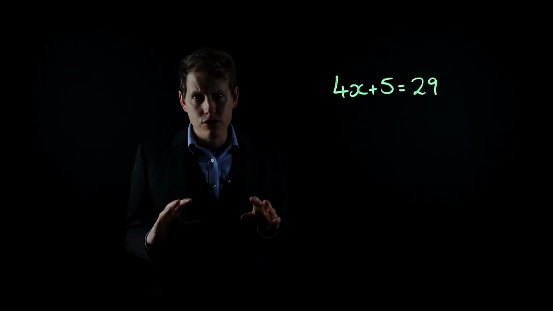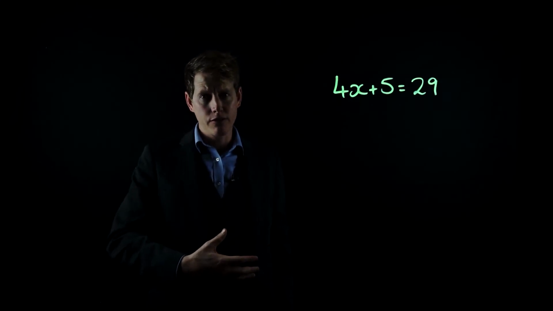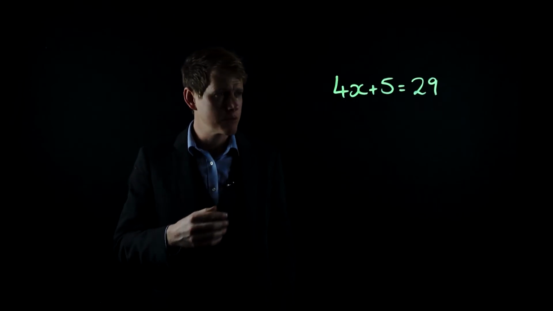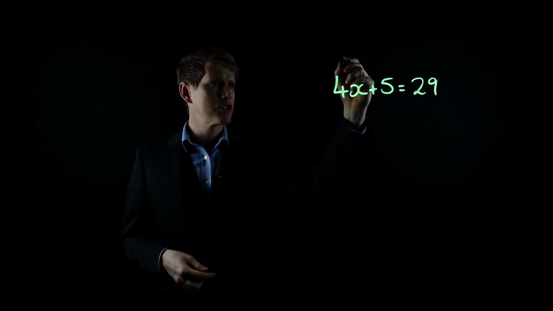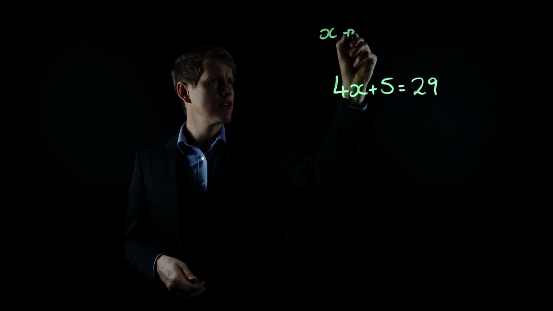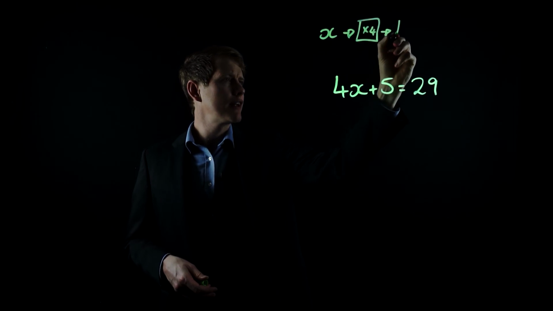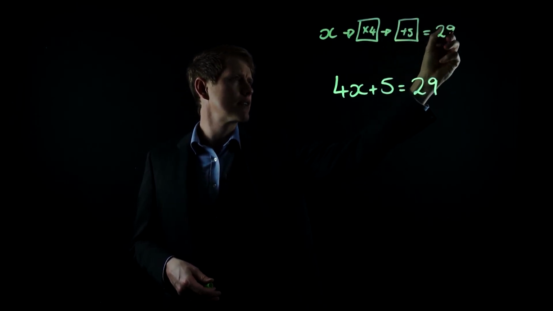Now, I wouldn't expect you to use a function machine for very long. Eventually, you're going to get the idea. We're kind of working backwards of BIDMAS or PEMDAS or BODMAS, whatever you use to help you with the order of operations. But again, a little function machine helps me. I start with x. First thing I do is I multiply it by 4. Then I add 5, and then I get 29.